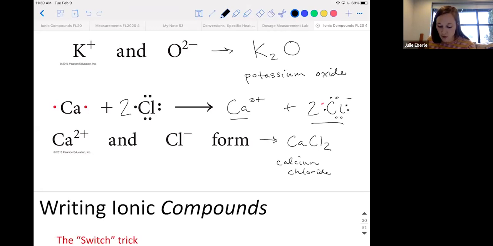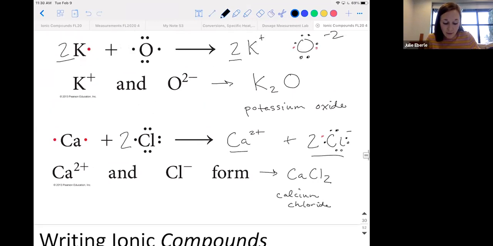Why is it Ca2+? Great question, Bradley. Does anybody want to help out here? Anybody think they got this one? Is it because it gave away 2 valence electrons? That's exactly right. Unlike potassium, potassium only gives away 1. Calcium gives away both of these.